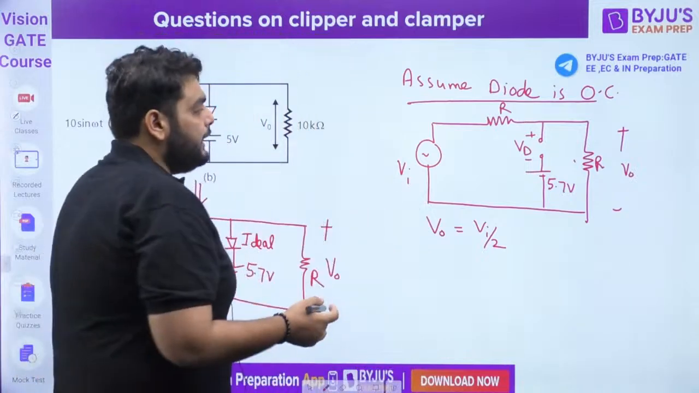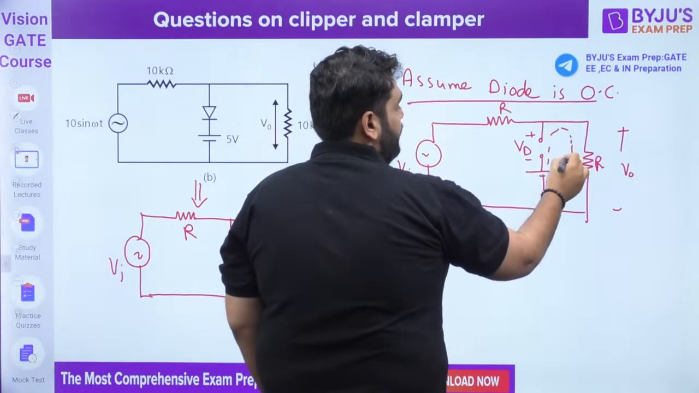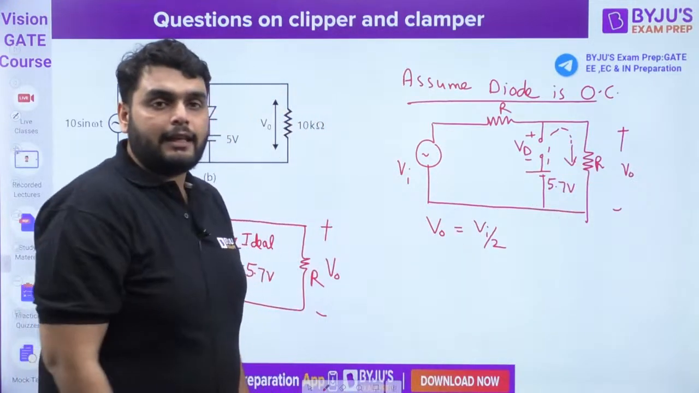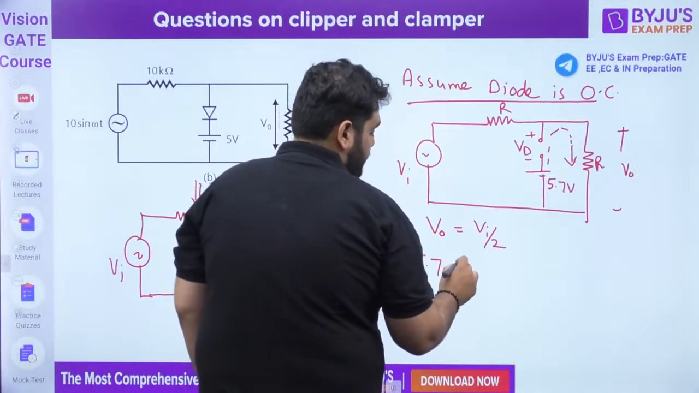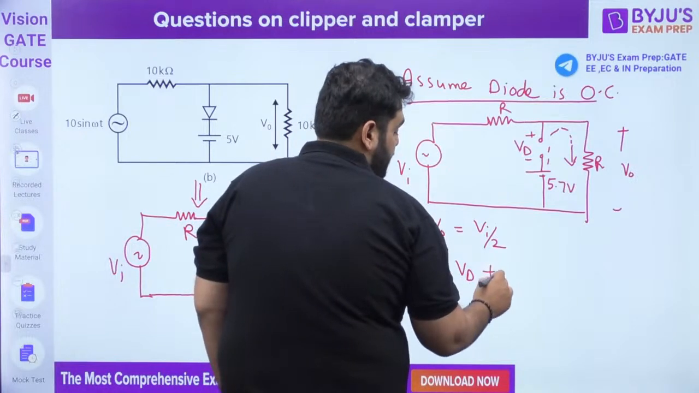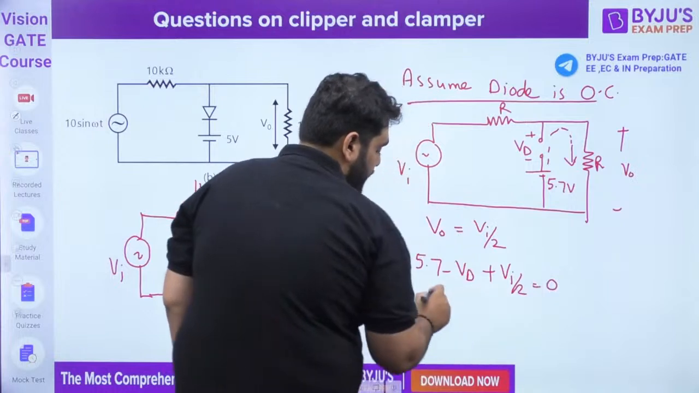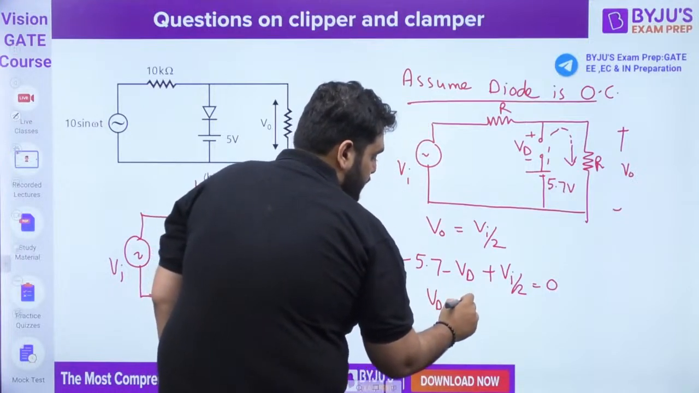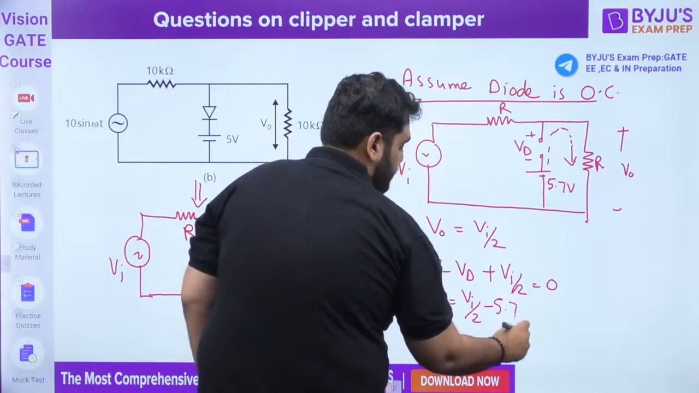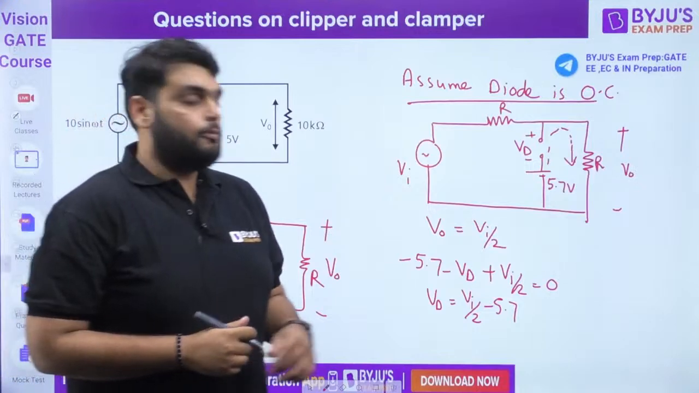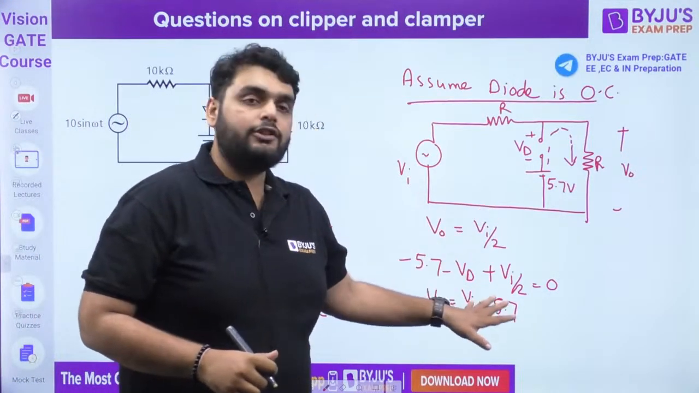Very, very simple. Now, if you want to find the diode voltage, I can apply KVL here. So let's apply it. It will be minus 5.7 minus VD plus the output voltage, which is VI by 2, equal to 0. From here, the diode voltage comes out to be VI by 2 minus 5.7. Understood this thing? How does the diode voltage come out?